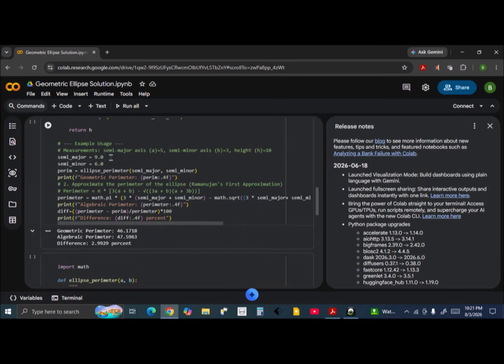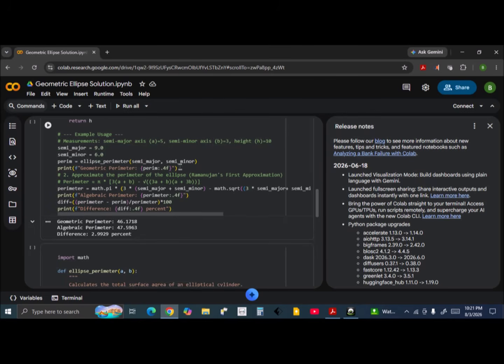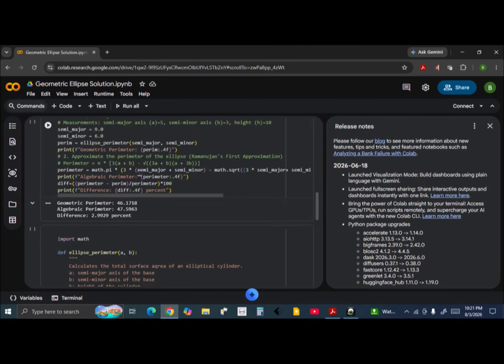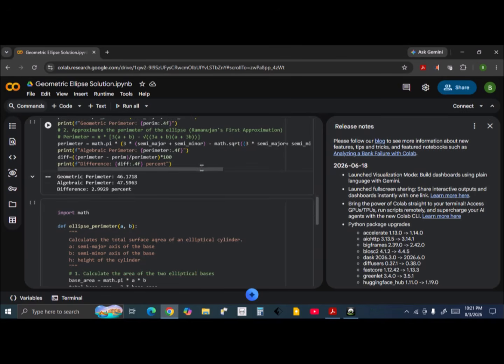So I tried it on an ellipse with semi-major axis of 9, semi-minor axis of 6. Calculate that perimeter using the function that I just described and printed it out. And then I would use Ramanujan's first approximation to get a value to compare it with to see how good my geometric formula did. And this is what I came up with.